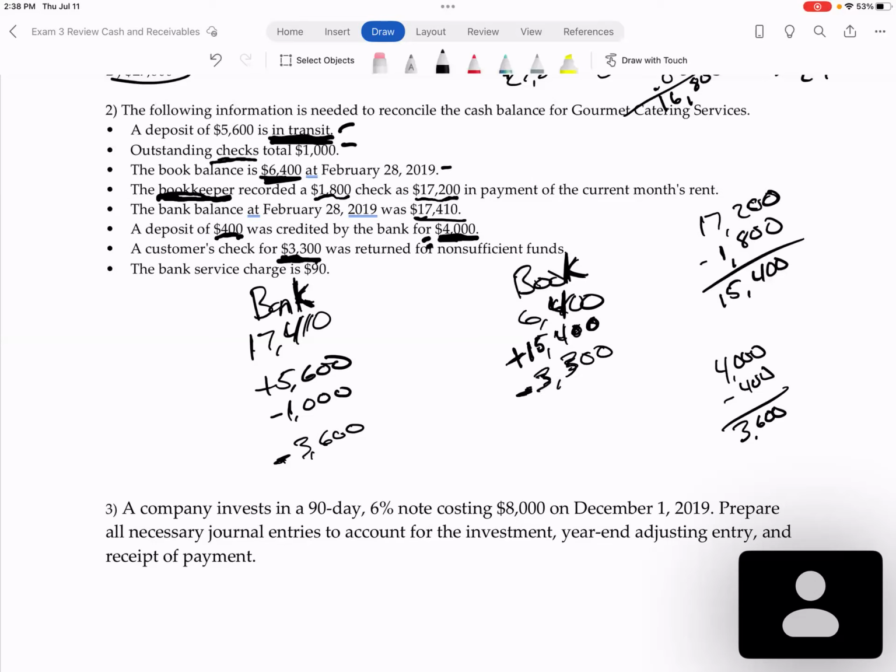Okay. And then on top of that, the bank charged us money, which that sucks, right? Even though it wasn't our fault, it was the customer's fault, but they also charged the bank charges money. So the bank knows about it. They're the ones that charged us. We didn't know about it until we received notice from them. So that's also going to reduce down our balance.